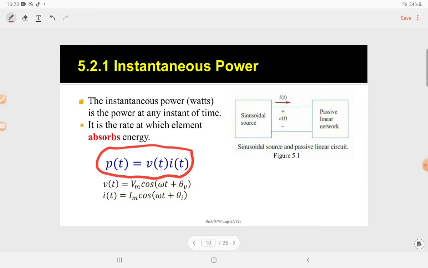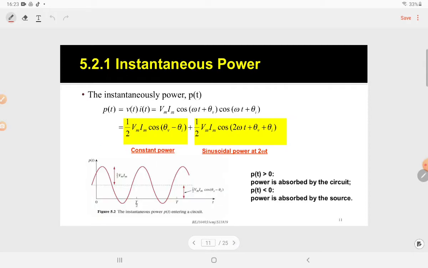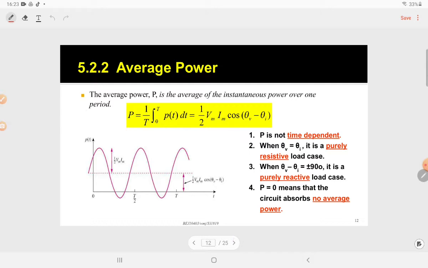When we say instantaneous power, it depends on the time. So at any instance of time, you need to know the value of the power. Okay, we will not go through this one, I think the explanation is enough. Then what is average power? Average power is the average of instantaneous power over one period.